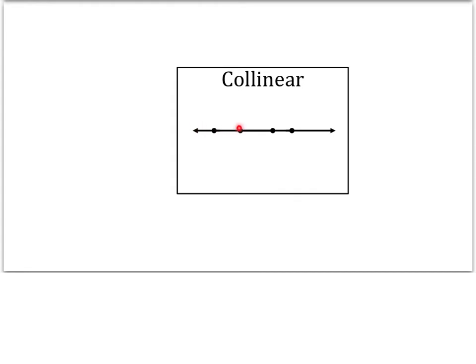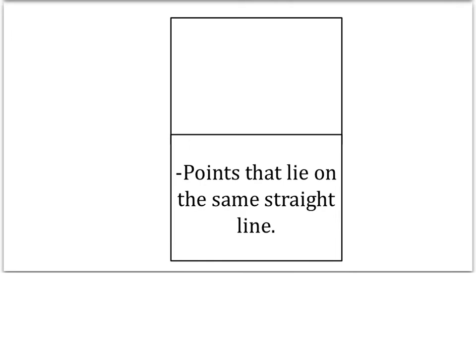Now, collinear. Collinear means we have 4 points here and they all lie on the same line. So that makes those 4 points collinear. Collinear points are points that lie on the same straight line.